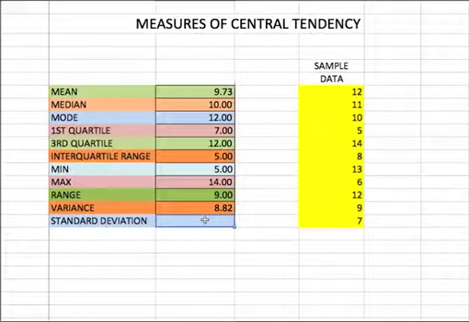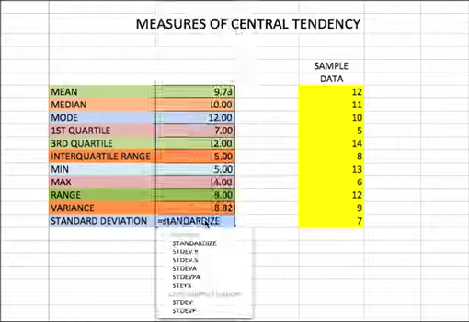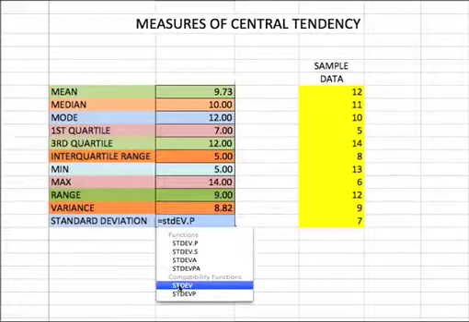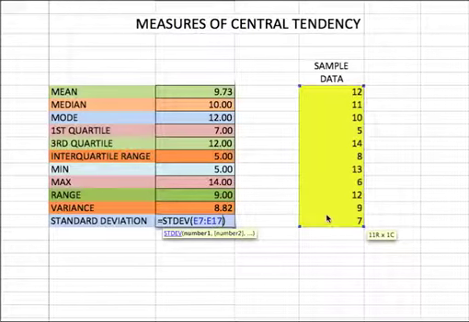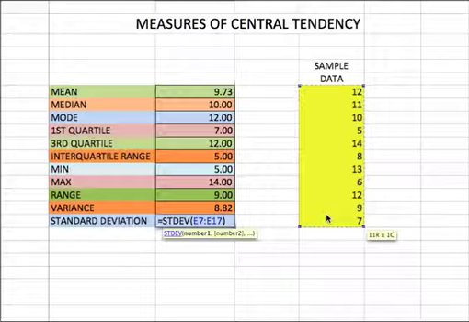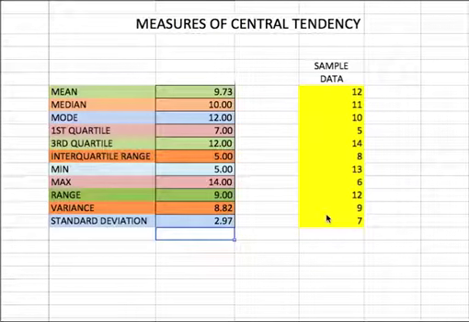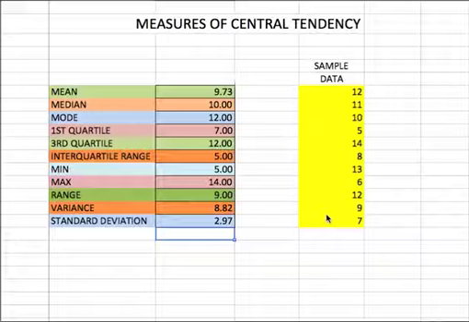Lastly, on this video, the standard deviation. We will start typing standard deviation, and we will see that appear in our drop-down menu. We will highlight it, then highlight all of the data and push enter. Each of these functions is a very important part of central tendency. All of these functions are used on a regular basis in statistics.